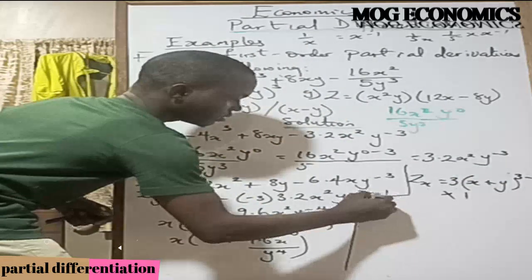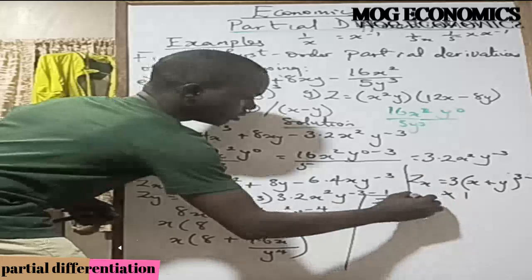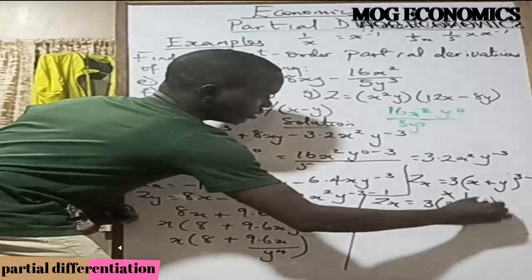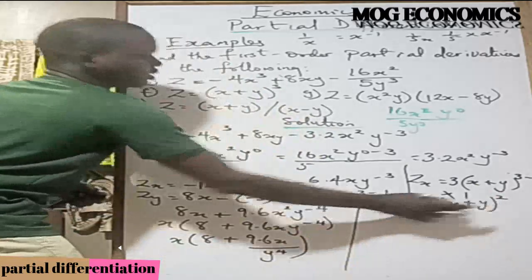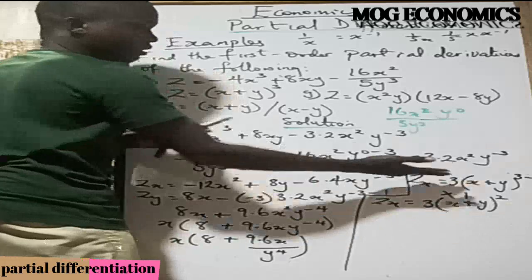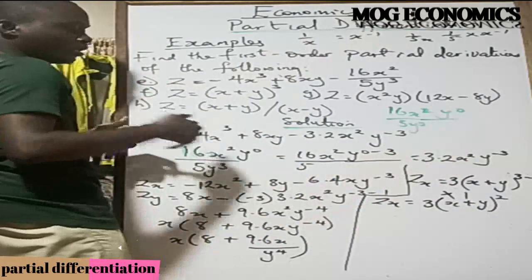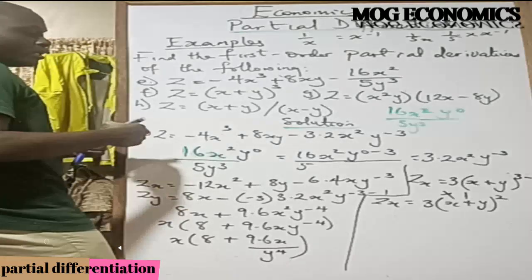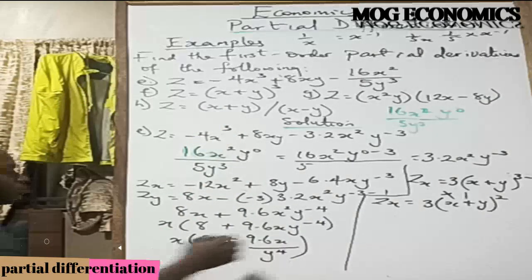So zx equals 3 times x plus y squared. You don't make this y become 0 because it has a power. The whole thing is inside it, the whole thing is raised to a particular power. So you don't just eliminate y like that, because you are differentiating with respect to x. It doesn't work that way.